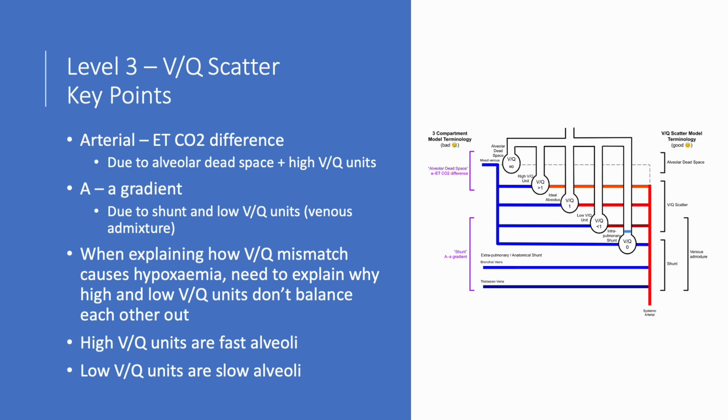We have used the VQ scatter model of the lungs to gain a more nuanced understanding of the causes of the arterial to end-tidal CO2 difference and the AA gradient. For exam purposes, it's important to be able to explain how VQ mismatch causes hypoxaemia and why its response to supplemental oxygen differs from that of shunt. By understanding the relationship between time constants and VQ ratios, we gain a better understanding of the shape of the capnograph trace.